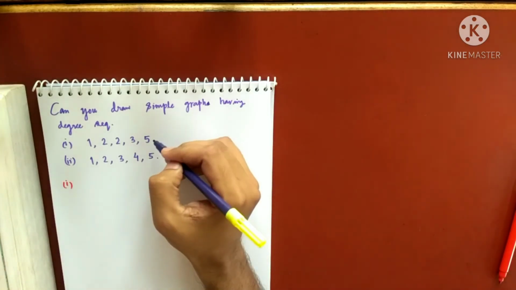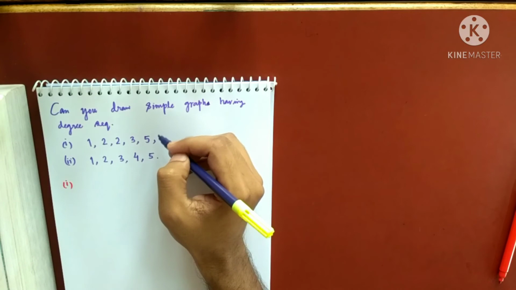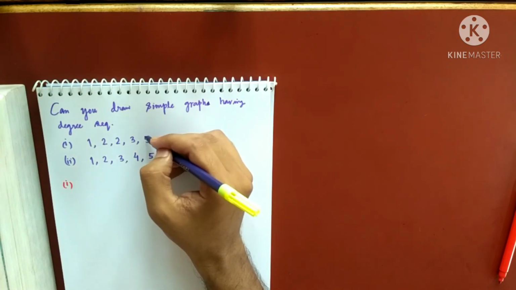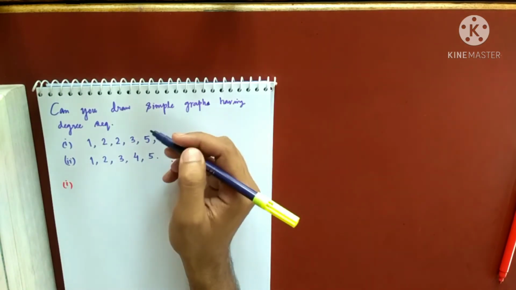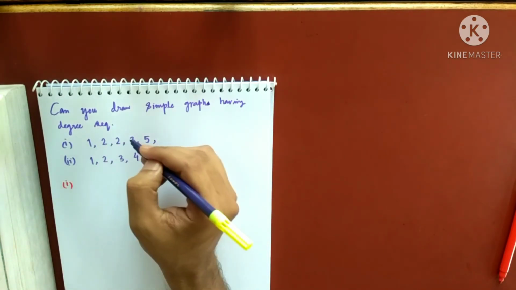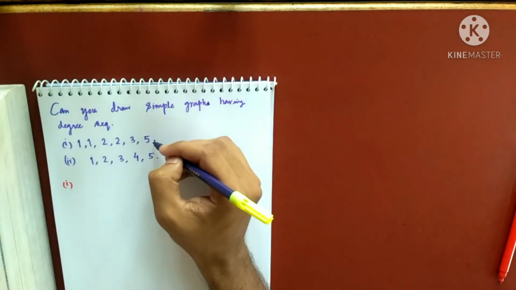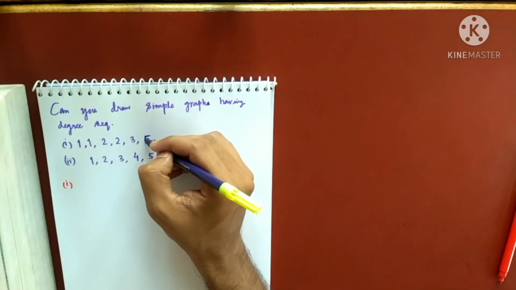Degree of each vertex will be less than n minus 1. Okay. Let me change the question a bit. So let me not take this. I did not notice this. Let me take one more here, and make this 6.